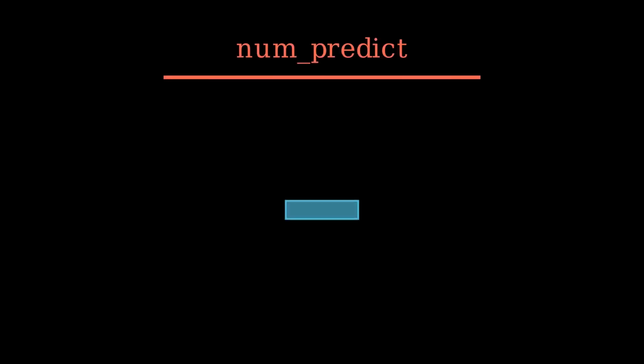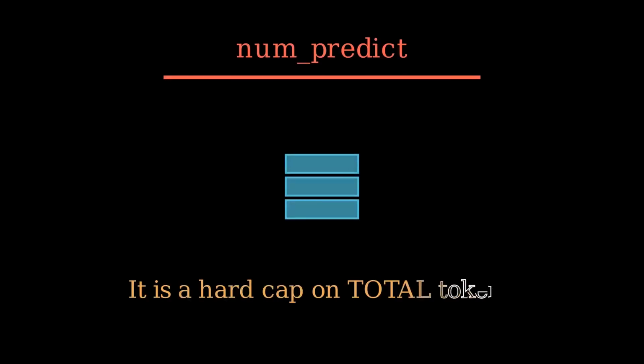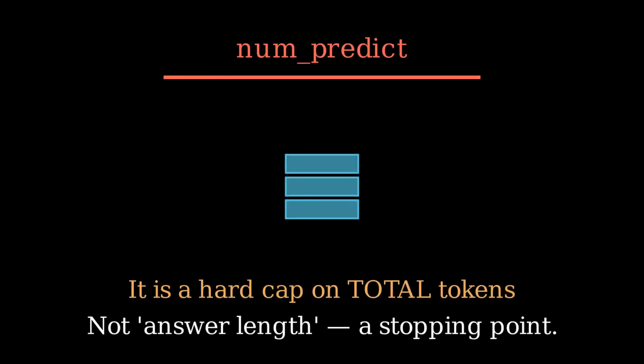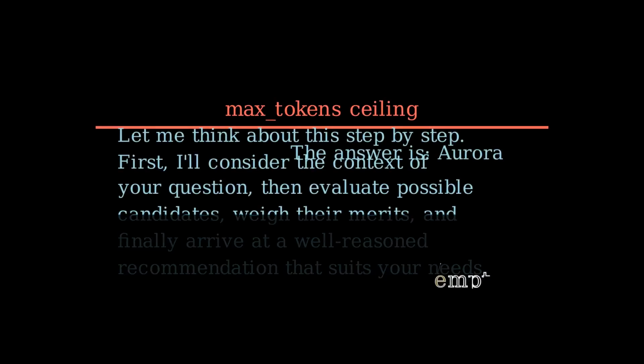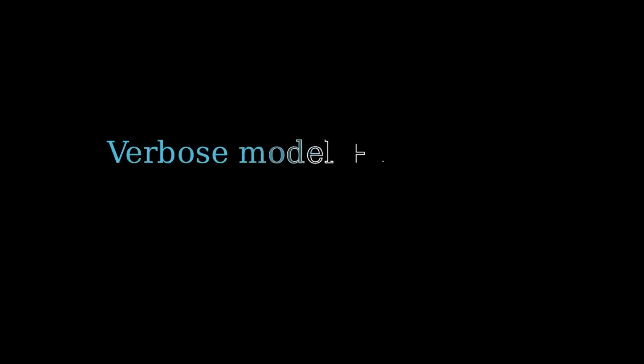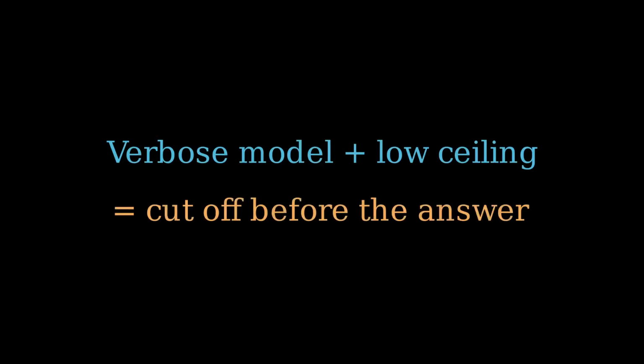NumPredict sounds like answer length, but it's really a hard ceiling, the maximum number of tokens the model may produce before it's cut off. Hit the ceiling, and generation stops mid-output, whether it was finished or not. Here's the trap. Gemma 4 is verbose. It writes long, structured answers. Set the ceiling too low, and it gets cut off before the useful part even appears. You ask for a name and get an empty response. The fix: raise the ceiling.